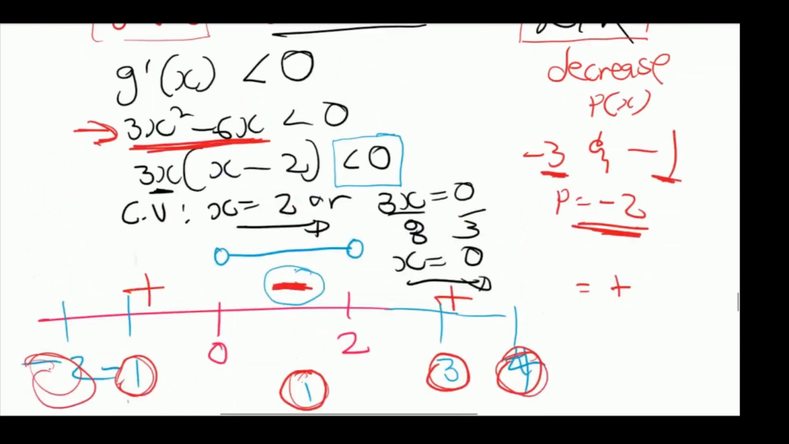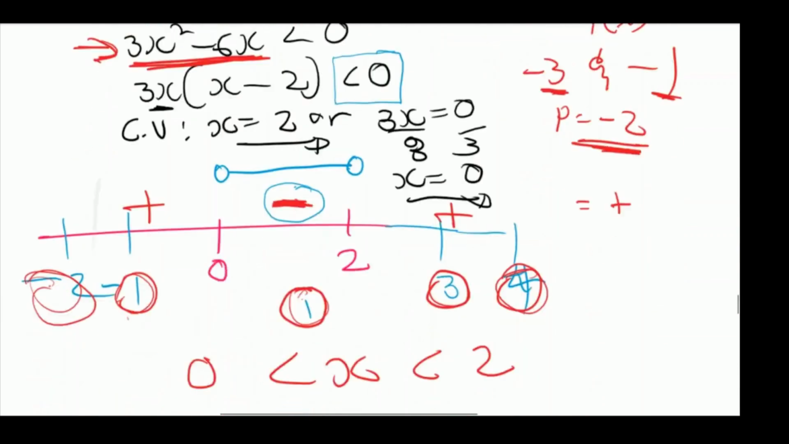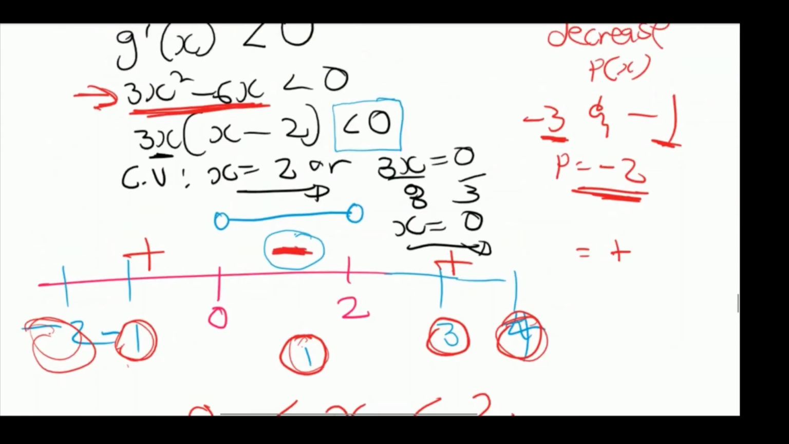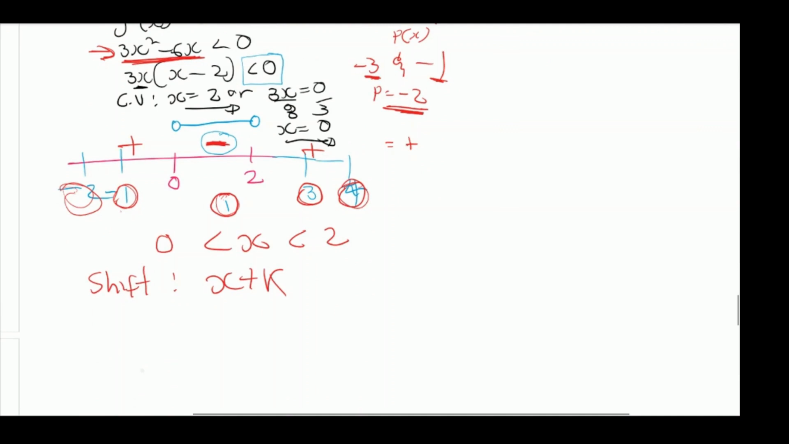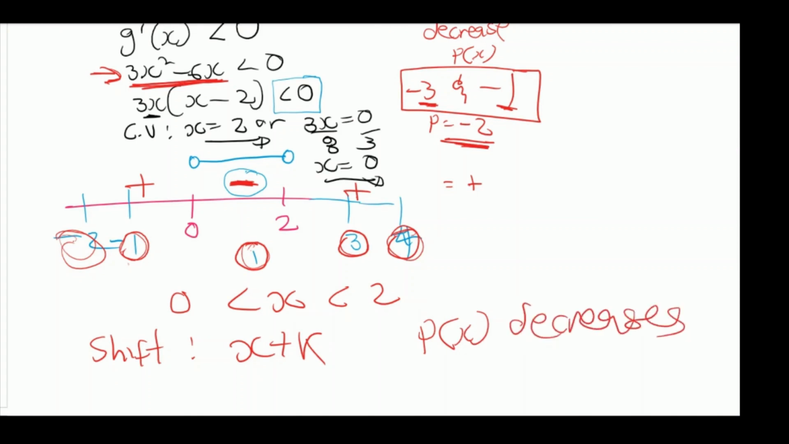And remember that we're still not done. We want to find the value of k. Let's take this expression here, the shift. So there's a shift of x plus k, and we are also told that the graph of p of x decreases at points between -3 and -1, right?